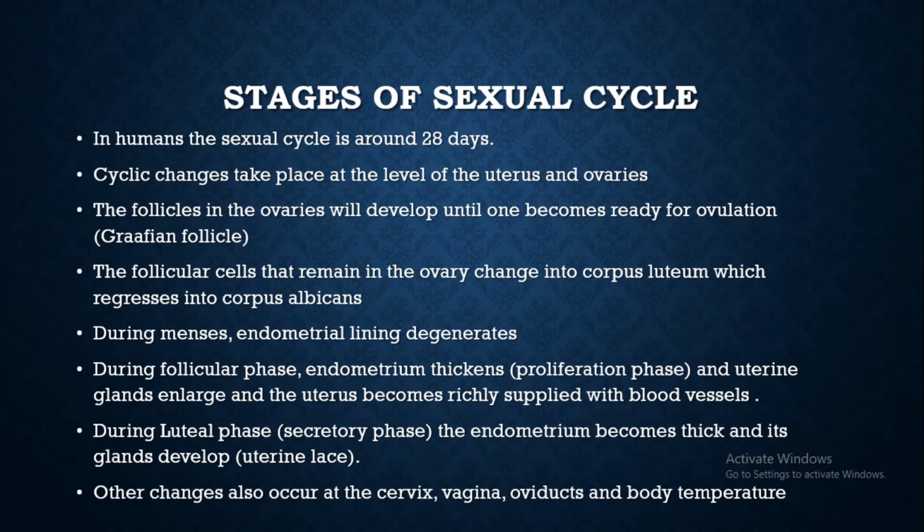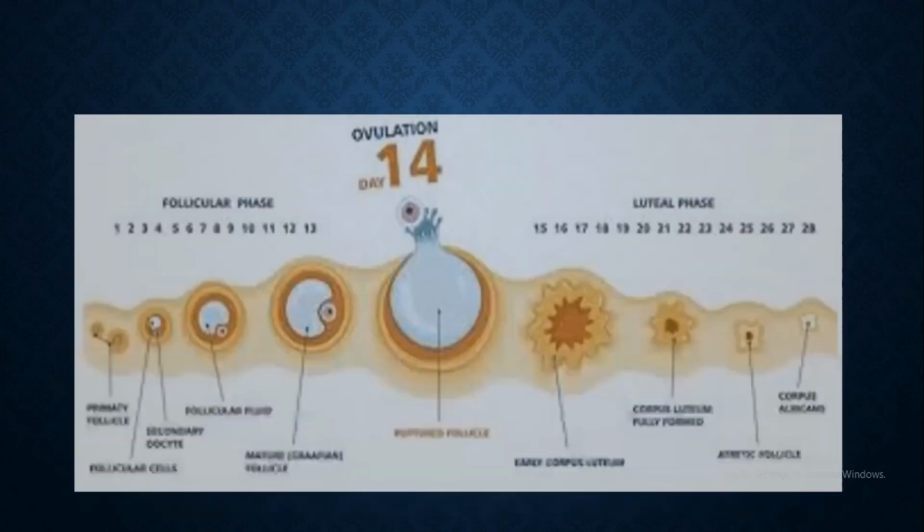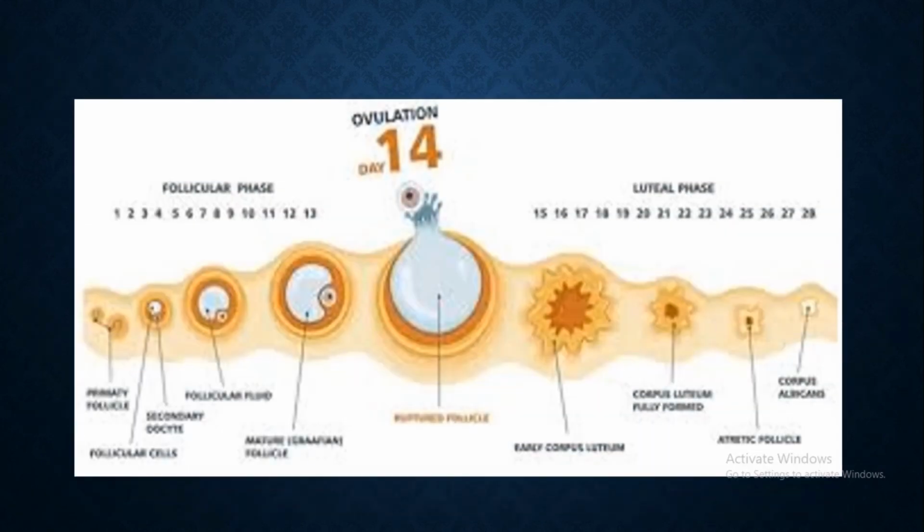So other changes can also take place in the other reproductive organs of the female, like the cervix, the vagina, and the oviducts as well. And there is also a change at the level of the body temperature. We're gonna see how the body temperature varies in the sexual cycle of the female. So this is a common slide that we discussed in class. These are the ovulatory cyclic changes that take place.